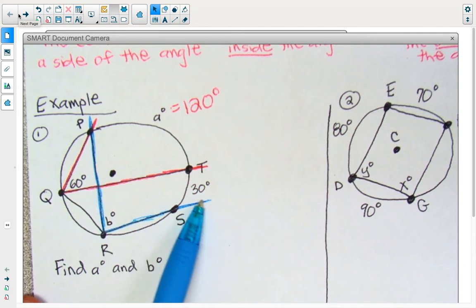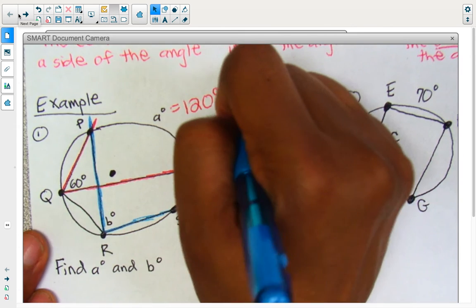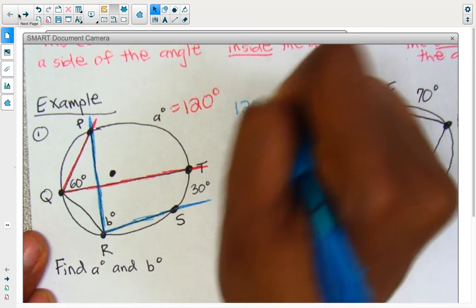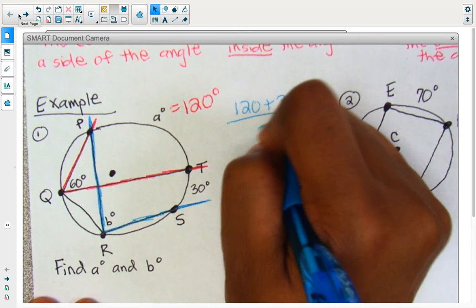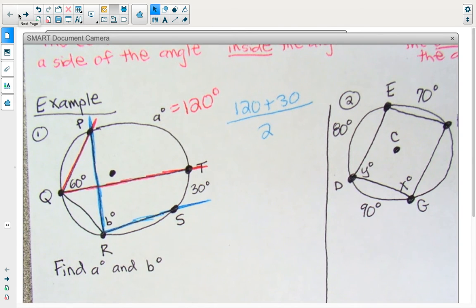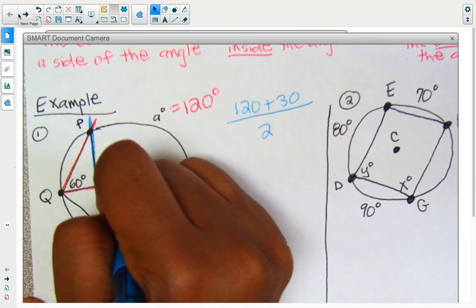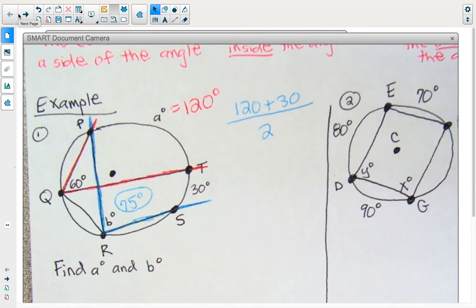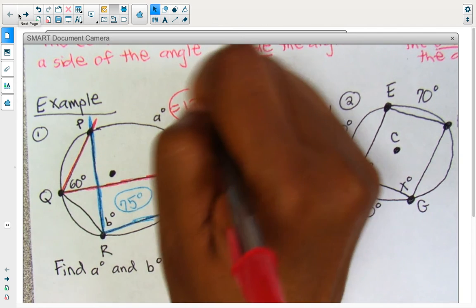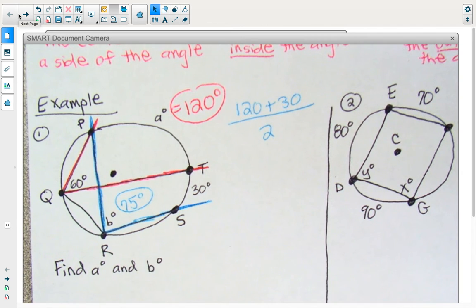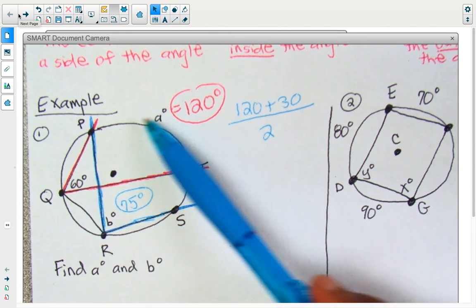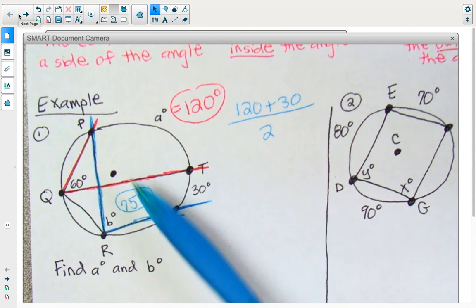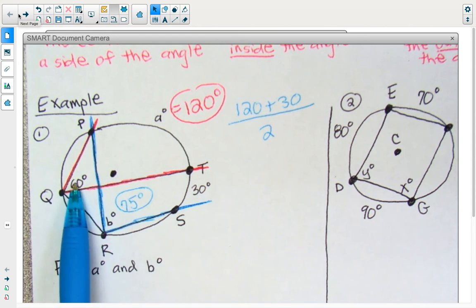So if I add these two numbers together, 120 plus 30, and I'm going to need to divide that by 2. So 120 plus 30 is 150 divided by 2. I got that B is 75 degrees. So we use the fact that the inscribed angle is equal to half of the intercepted arc. For the one in the blue, if my intercepted arc is 150 degrees, we just divided it by 2. And for the one in the red, if I knew that this was half the measure that I'm looking for, we just multiplied by 2. All right, next.